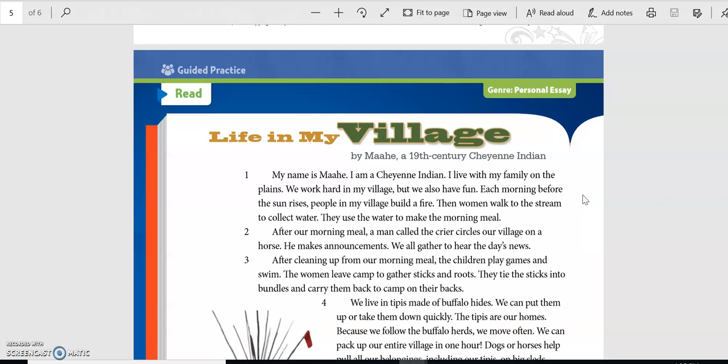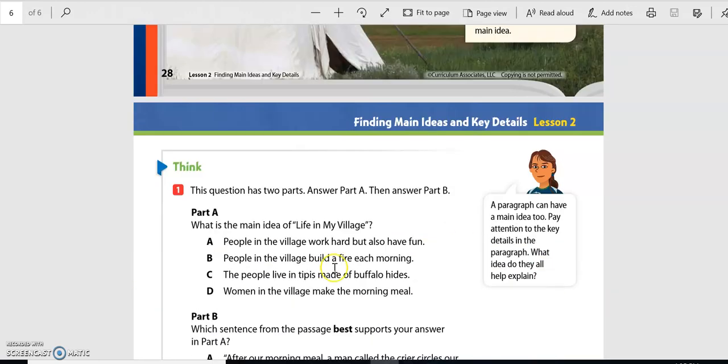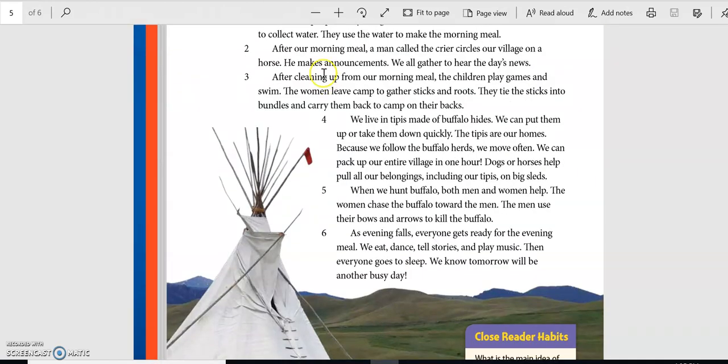Great. So, as we discussed yesterday, we're working with main idea and key details, and we read a personal essay from a 19th century Cheyenne Native American called Mahi. The title of this text is Life in My Village. As we discussed yesterday, we realized that our main idea was that people in the village work hard but also have fun. We read several details that talked about the hard work that the folks in the village did, but also how they had fun and came together.